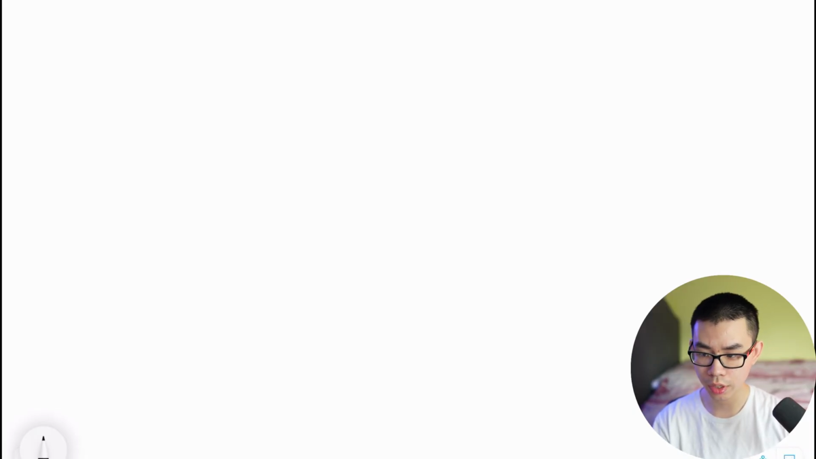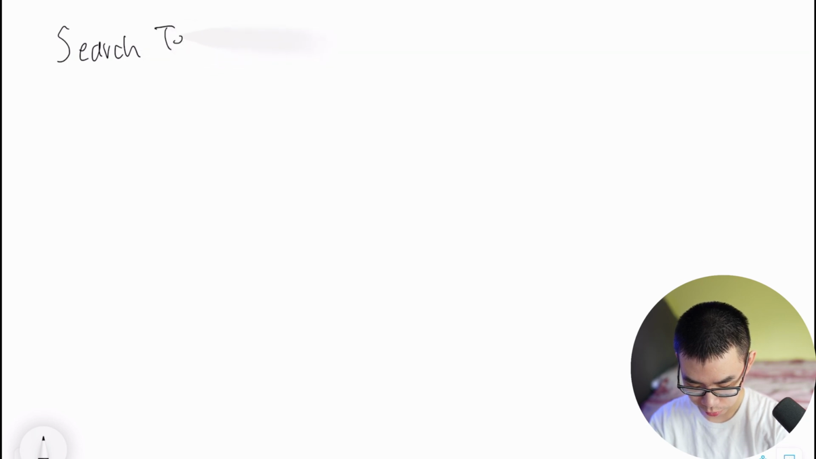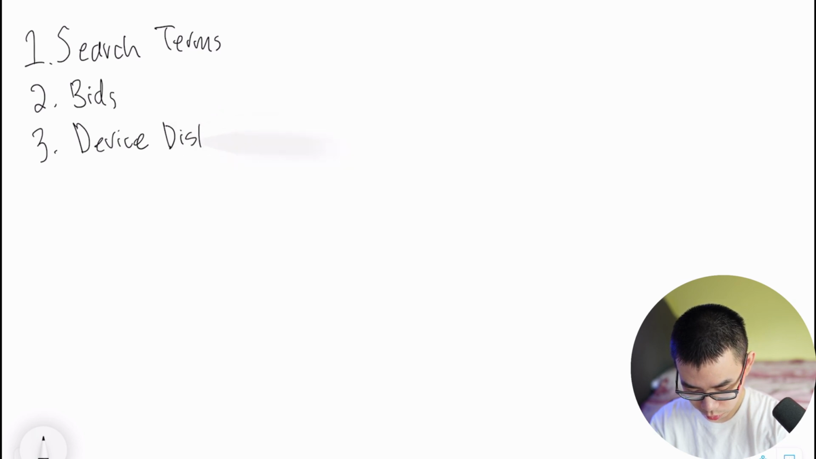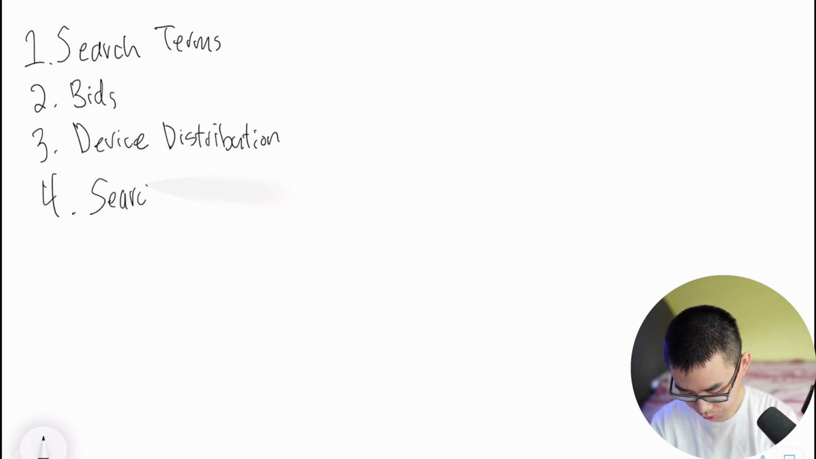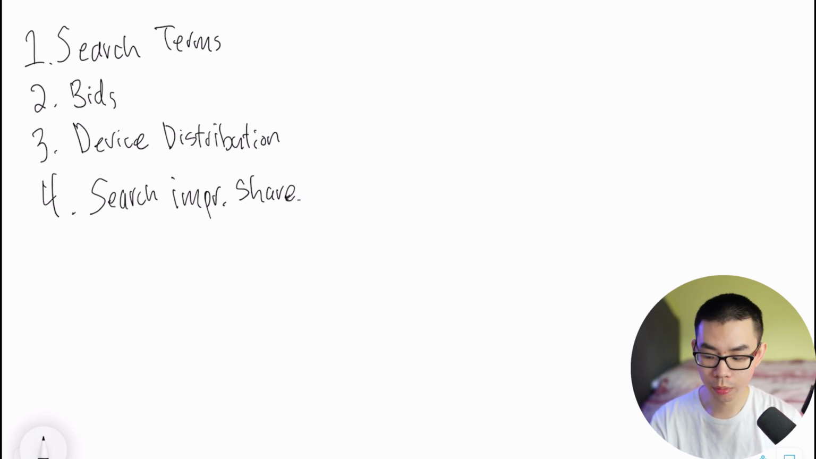So why your advertising is not working. I have broken it down into four components. One is going to be your search terms. Number two is going to be your bids. Number three is going to be your device distribution. And number four is going to be search impression share. So these are the four components of Google Ads that we want to look at, to troubleshoot our ads and make sure we're doing things correctly.